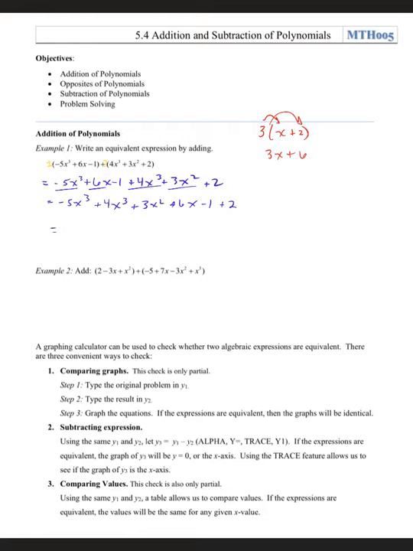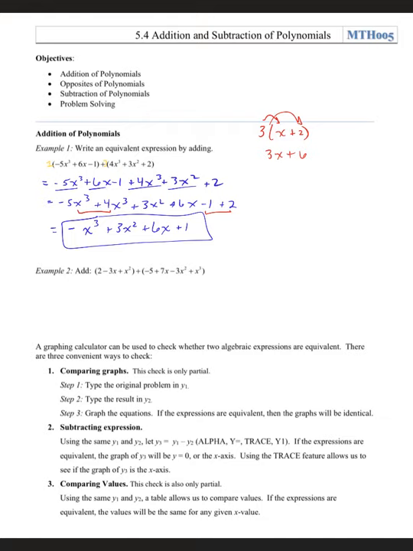Now it makes it very easy to combine our like terms. So we have to combine these two right here, which would be negative 5 plus 4, which would be a negative 1x cubed. We don't have to write the 1. And then we have this plus 3x squared plus 6x, and then lastly we have negative 1 plus 2, which leaves us with plus 1 as our final answer here.